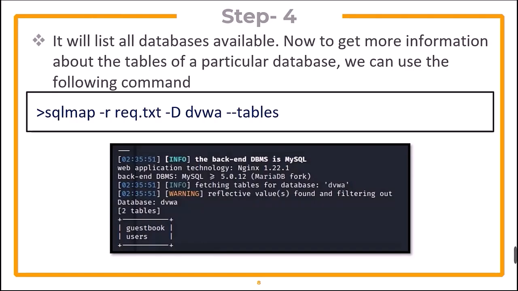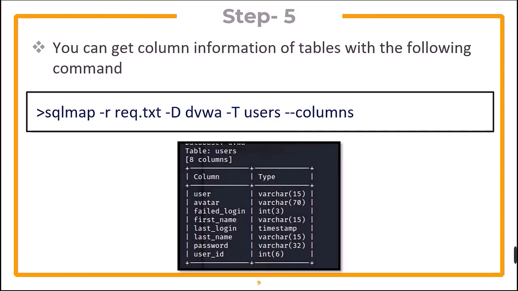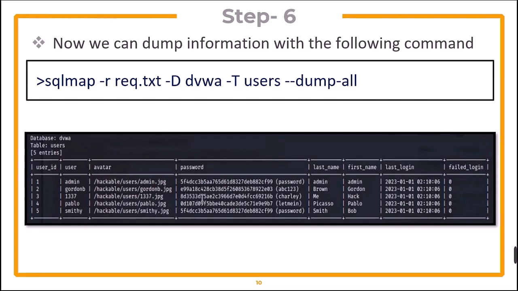Now to get more information about the tables of a particular database, we can use the command with the --tables flag. Similarly, we can get column information of any table by adding the --columns flag. And in the end, we can dump all data with the --dump-all flag. Now, let's see the actual demonstration.